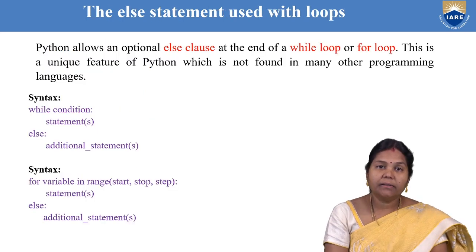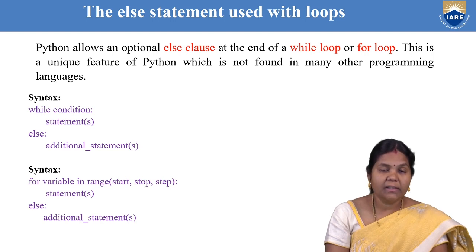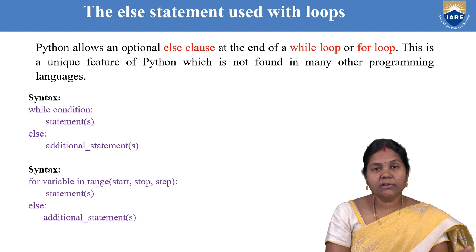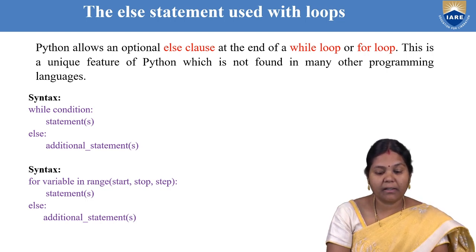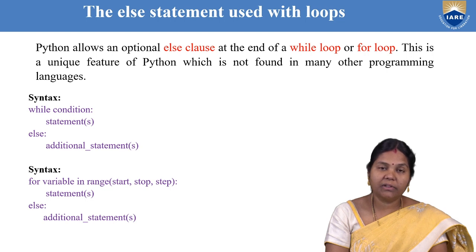Now, in Python, you can use an else statement with the loops also. Normally, the else statements are used along with the if condition. If the condition fails, it goes to the else part. Similarly, if a condition fails in the loops, then you can jump to the else part. So the else statement can be used with the loops also. Let us see how to use it.